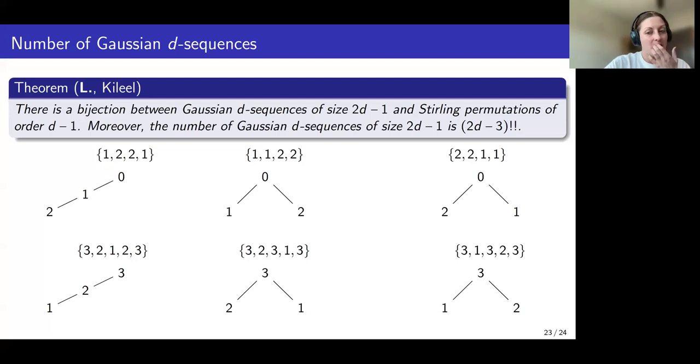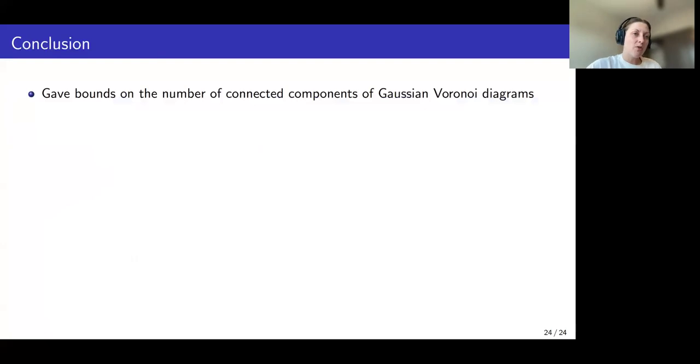Okay. And so, oh good, it looks like I'm pretty much right at time. And so that's pretty much all I'm going to share from this paper. And so just some key takeaways. We're able to give bounds on the number of connected components for these Gaussian Voronoi diagrams. And in particular, maybe more applicable, we're able to give lower bounds. Namely, we're able to show that these give bounds on how many of these Voronoi cells can be empty, which has pretty significant algorithmic implications.